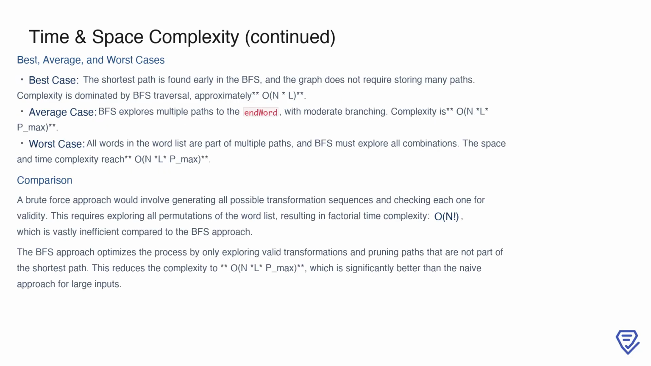Looking at the best, average, and worst cases, in the best case scenario, the BFS identifies the shortest path early without needing to store many paths. Here, the complexity is dominated by BFS traversal, approximately N*L. In the average case, BFS explores multiple paths to the end word, with moderate branching, leading to a complexity of N*L*P_max.